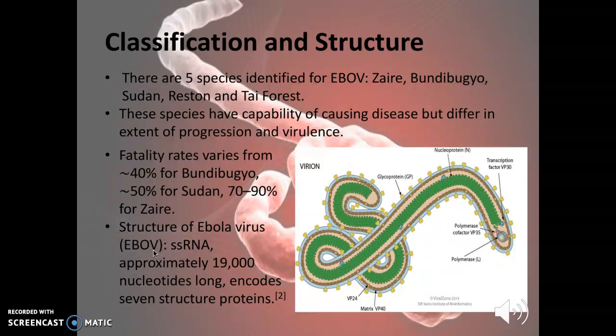Ebola virus has a striking filamentous structure, which is shown in the picture. The viral envelope contains spikes consisting of the glycoprotein trimer, and this achieves the combined function of attachment to host cells.